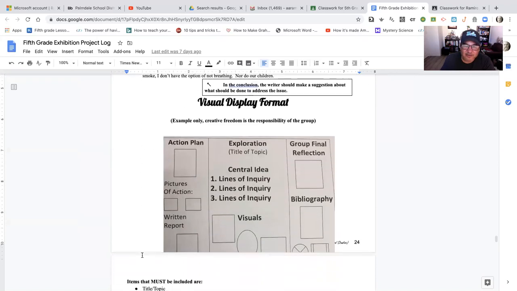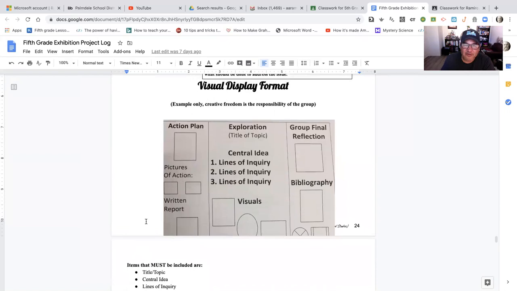Your visual display format is going to be done through the Padlet. And I'm not going to include the Padlet here because we have a Padlet video resource we're going to share. And then from there, you can ask questions. But all of these things must be included in that format.